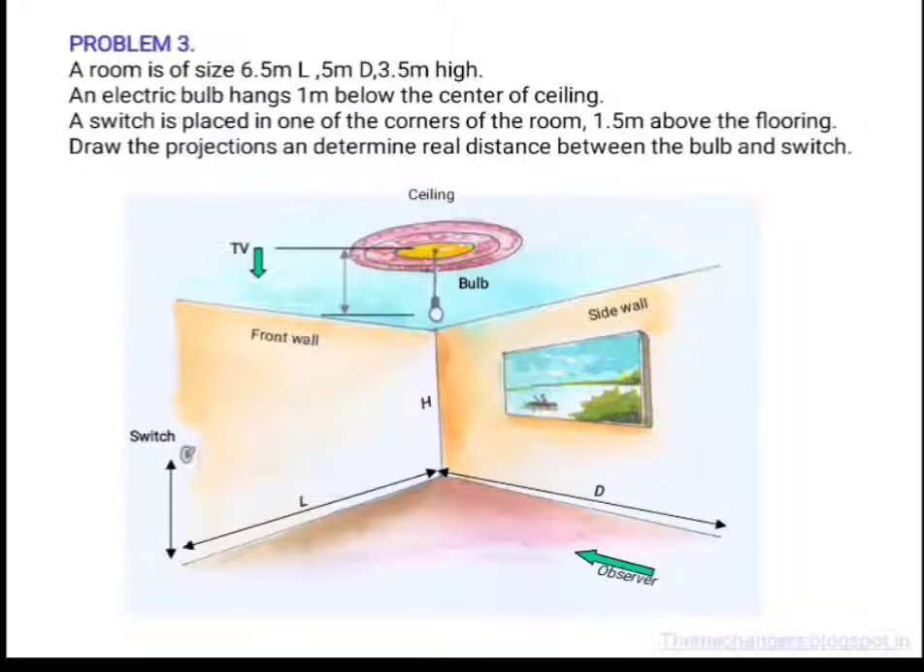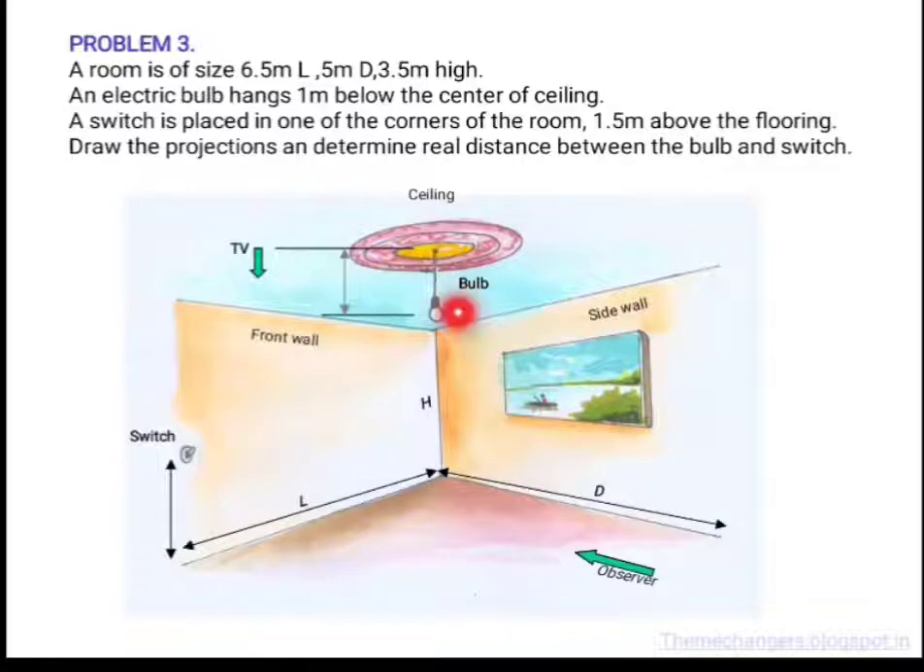Here we have the third problem in which the size of a room is given. L, D and H of the room are given. L is 6.5 meter, D is 5 meter and H is 3.5 meter. An electric bulb hangs 1 meter below the center of the ceiling. A switch is placed in one of the corners of the room, 1.5 meter above the flooring. Draw the projections and determine the real distance between the bulb and switch.